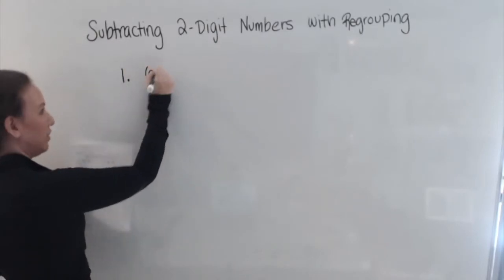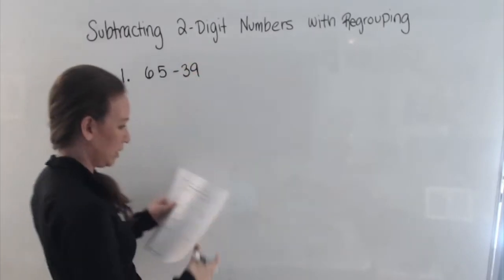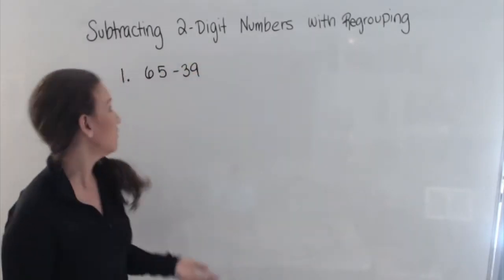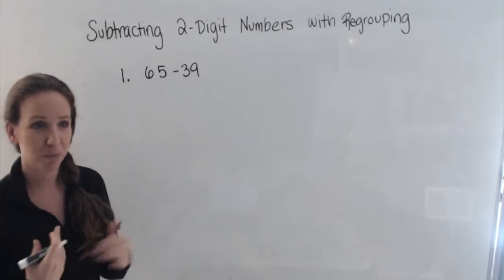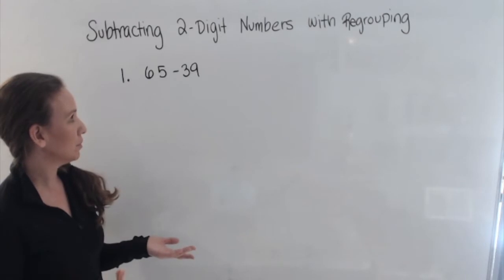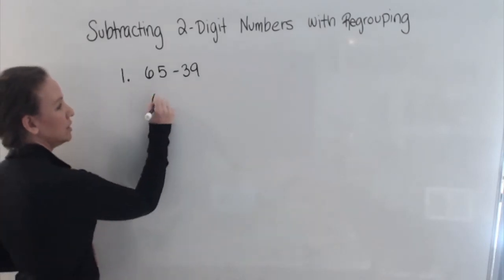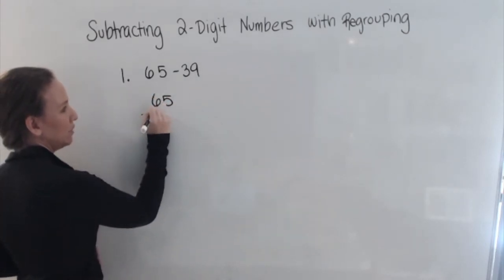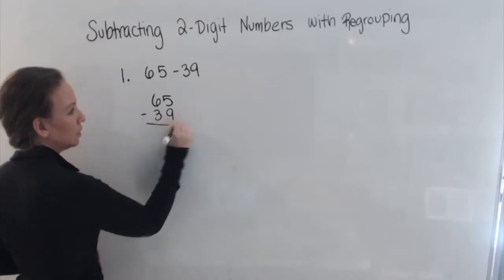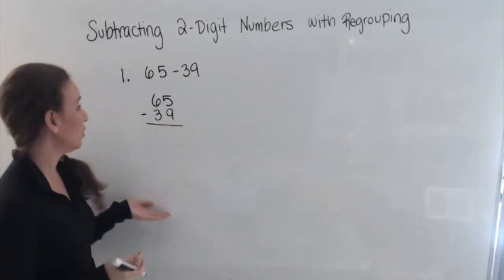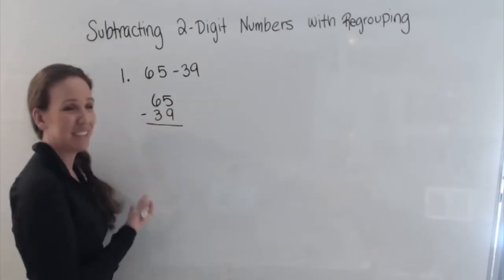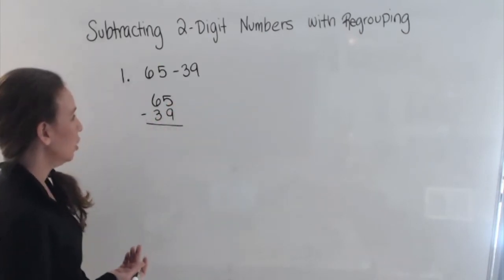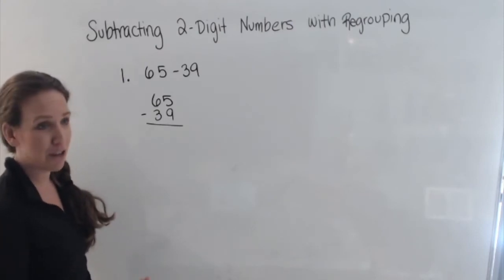If I have 65 and I'm subtracting 39 from it, so I have 65 minus 39. Well, the first thing that I want to do is line everything up. So I have 65 minus 39. When I do that, I notice I can't take 9 out of 5 because 9's bigger than 5, huh? So I have to figure out another way.